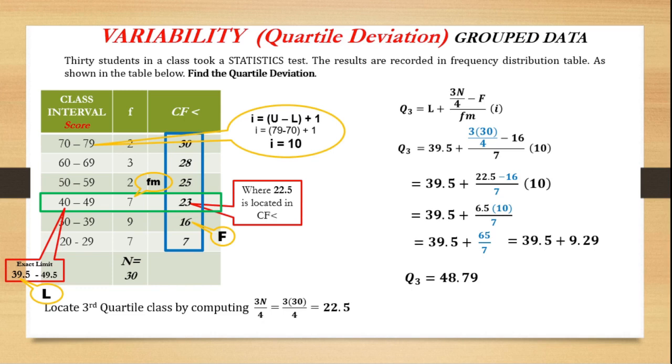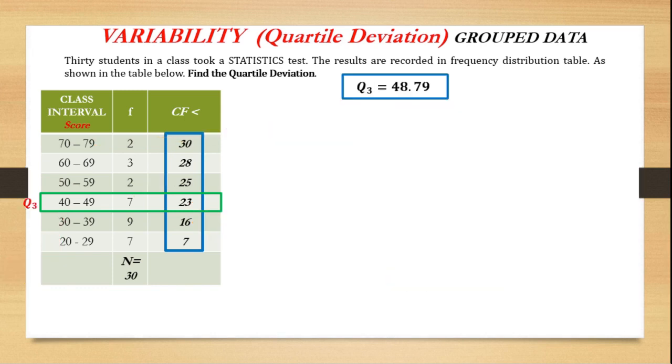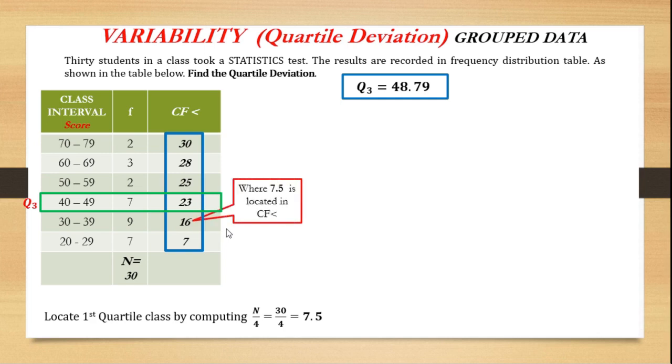After getting the third quartile, we have to compute now our first quartile. So in computing the first quartile, we have to locate first the first quartile class by computing n divided by 4. Since the total frequency is 30, our n is 30, so we have 30 divided by 4, that gives us 7.5. After this, we have to locate 7.5 in our cumulative frequency less than. By inspection, 7.5 belongs to the cumulative frequency less than 16. So this row will be our first quartile class.